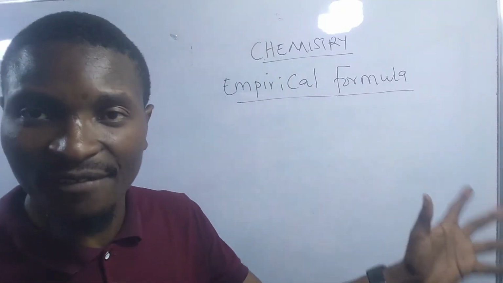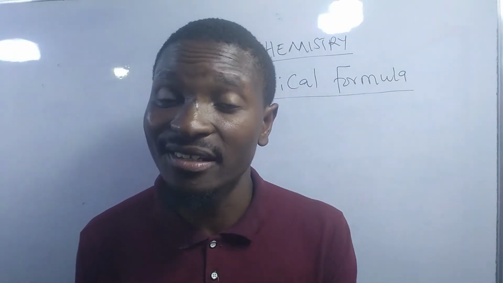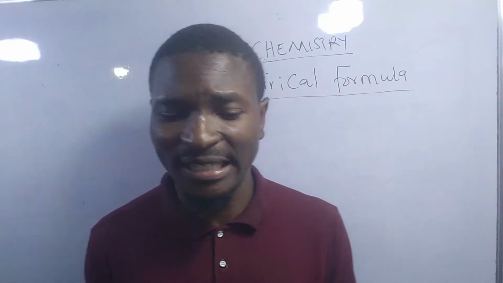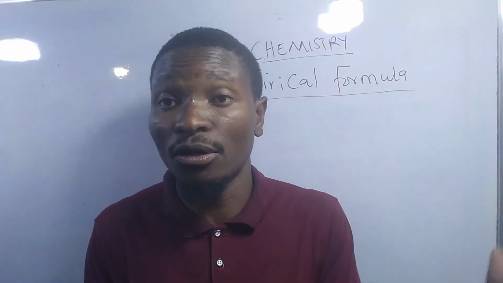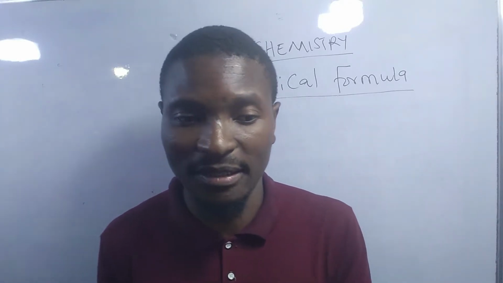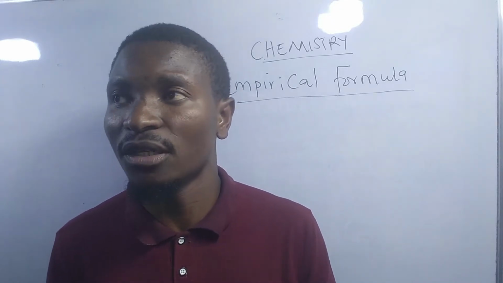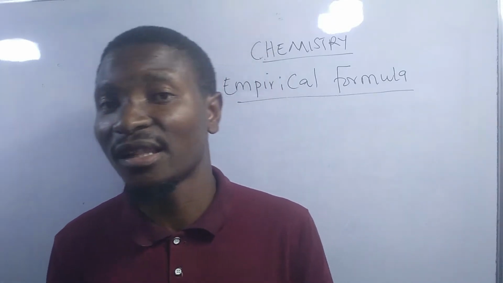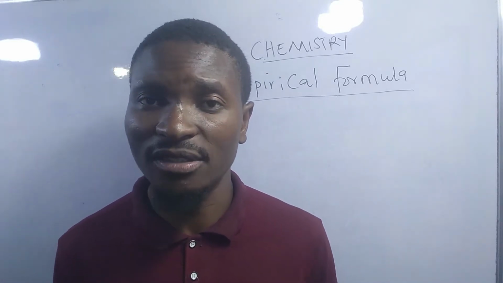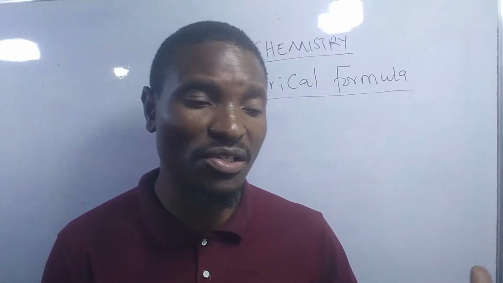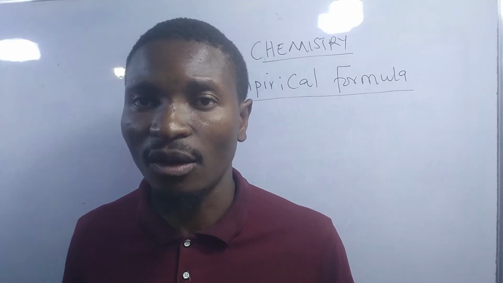So now let's dive into empirical formula. We begin by definition. What is an empirical formula? I want to begin by saying that chemistry is very simple. Science is about things that we normally see around us, things that we normally interact with, the oxygen that we breathe in, the carbon dioxide that we breathe out. Everything is around us, and chemistry teaches us how we can begin to understand the world we live in.